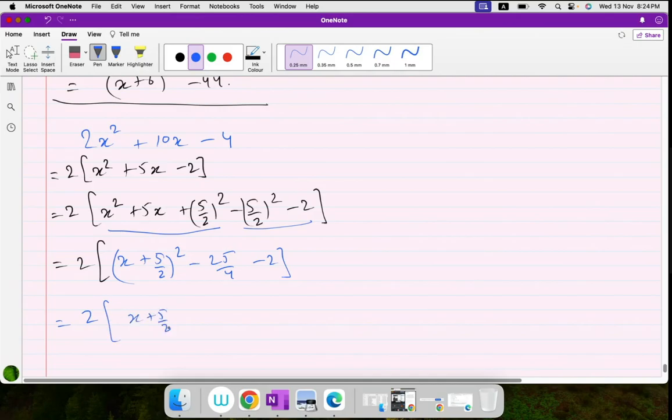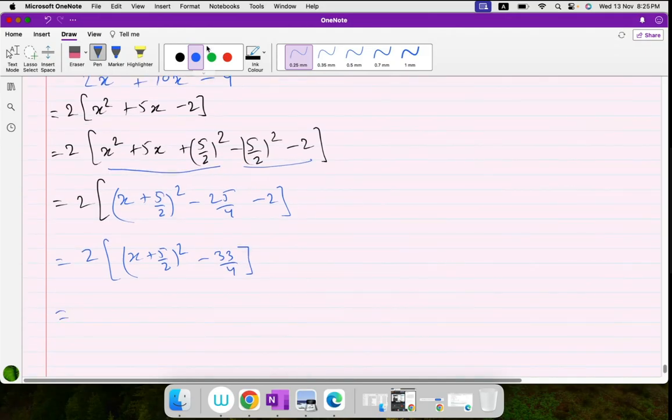(x plus 5 by 2) whole square. I'm using a calculator for the fraction. We could also go for LCM, but for now, I'm using the calculator. I'm getting 33 by 4. So minus 33 by 4. Now we multiply that 2 inside. And I'm getting 2 times (x plus 5 by 2) whole square minus 33 by 2.